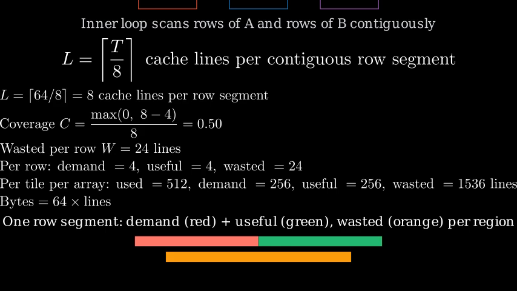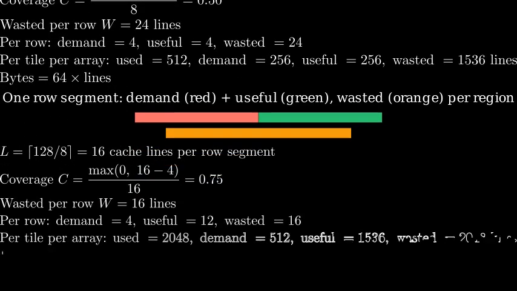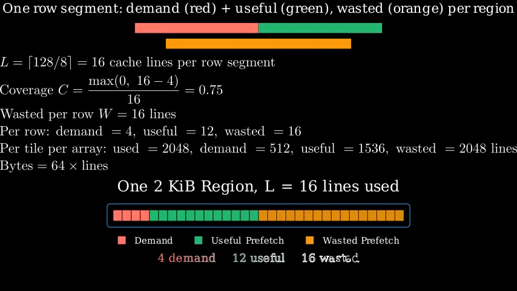Per tile and per array, there are T rows each using L lines, so 64 times 8 equals 512 used lines. That expands into 64 times 4 equals 256 demand, 256 useful prefetched, and 64 times 24 equals 1,536 wasted lines. We do this for A and for B, so we double those counts when we look at both input arrays.